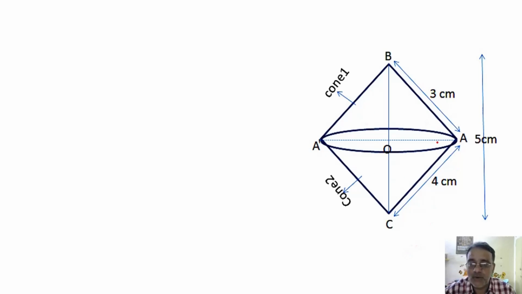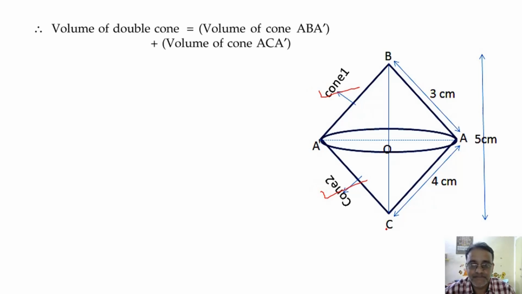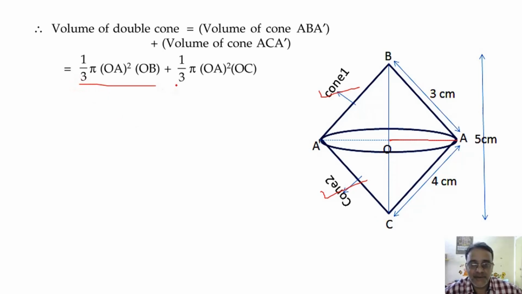Volume of double cone. So very simple, volume of upper cone plus volume of lower cone. Okay, what is the formula of volume of cone? 1 by 3 pi r square h. Right, 1 by 3 pi r square h. So R is OA for both the cone. So 1 by 3 pi OA square. Height of upper cone is BO, or OB. Height of the lower cone is OC. Whether this is clear?